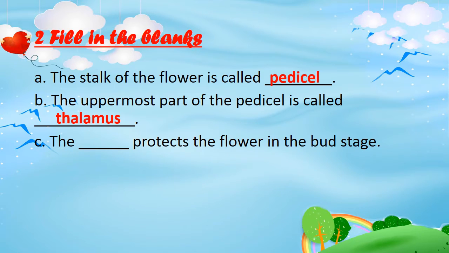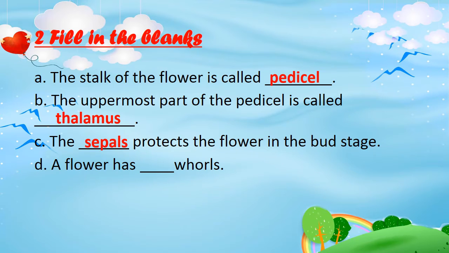Part C, the dash protects the flower in the bud stage. So its answer will be the sepals protect the flower in the bud stage. Sepals are green leaf-like structures which will protect the flower during the bud stage.